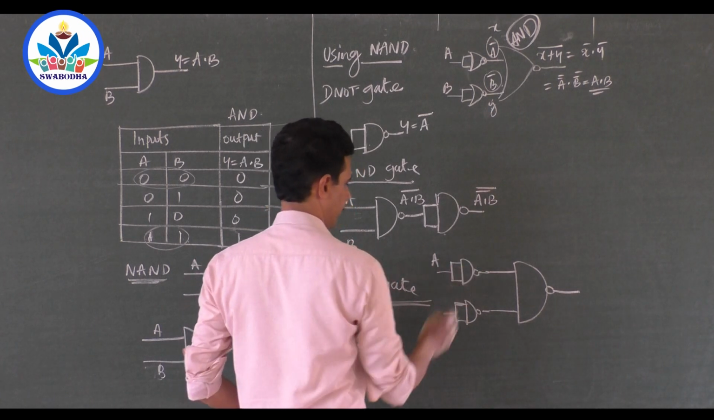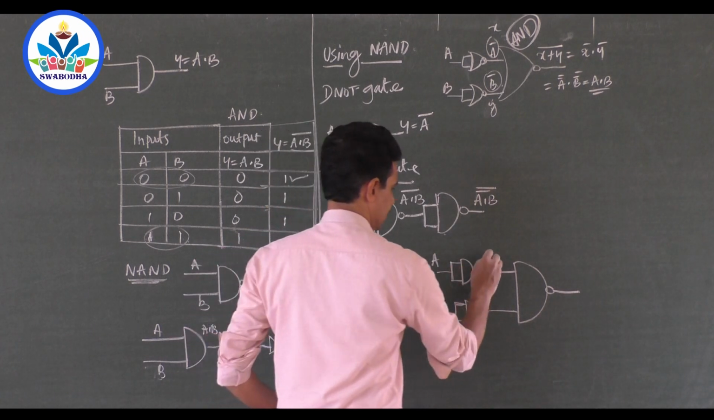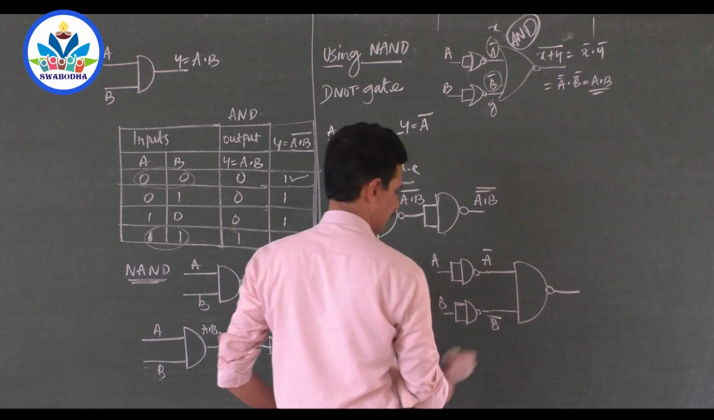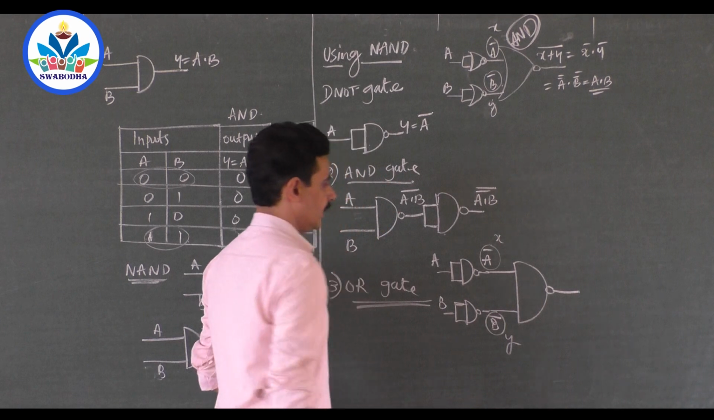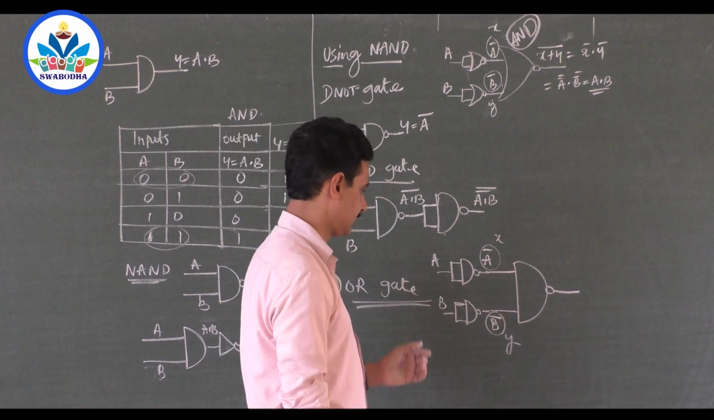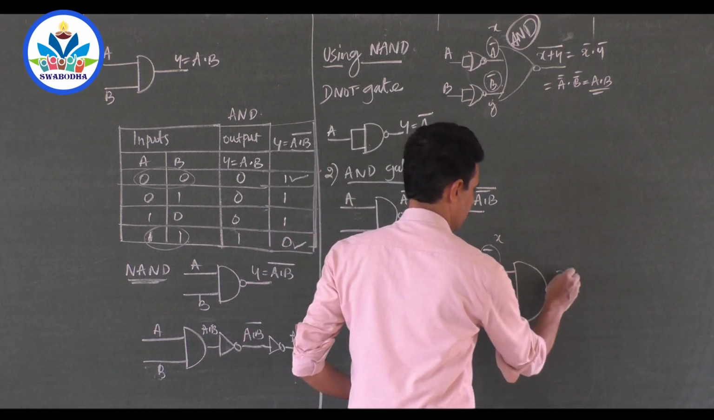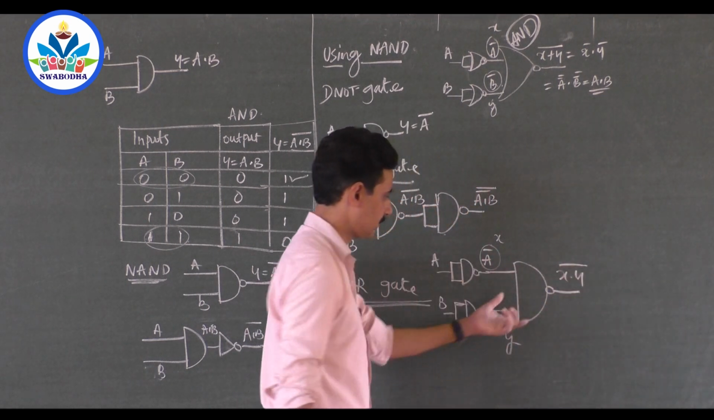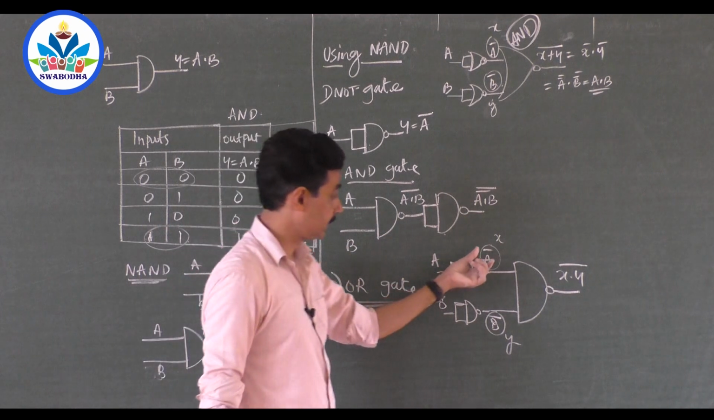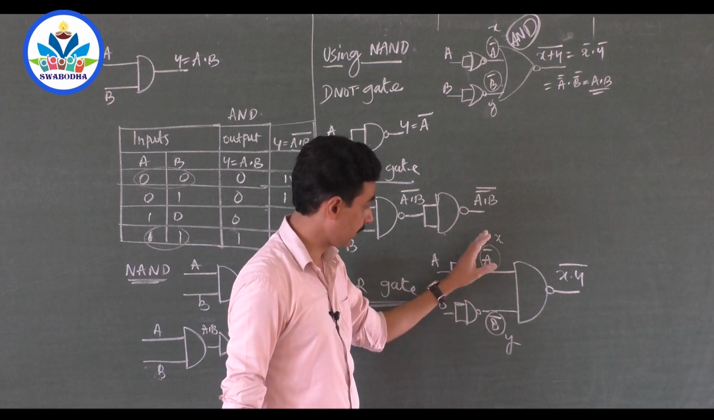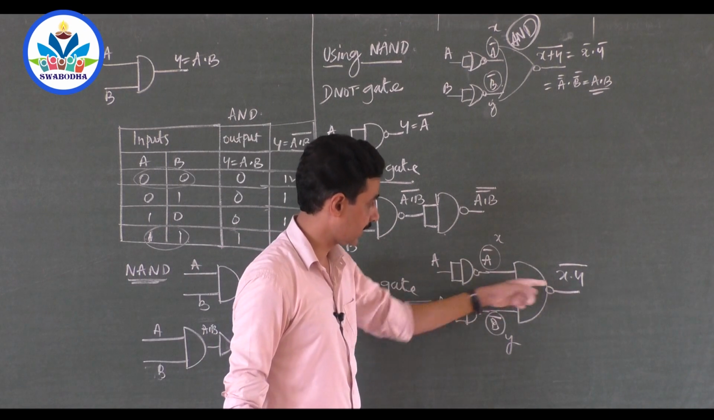Now what happens? This is A. This is B. This is A bar. This is B bar. What is the output here? Take this as X. Take this as Y. What is the output here? X dot Y whole bar, isn't it? Because this is NAND. What is NAND? A dot B whole bar. But in the place of A and B, we have X and Y, so X dot Y whole bar.